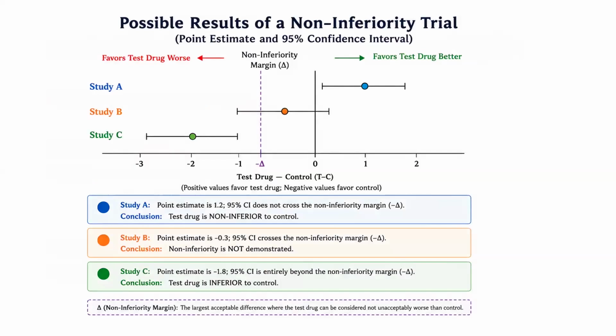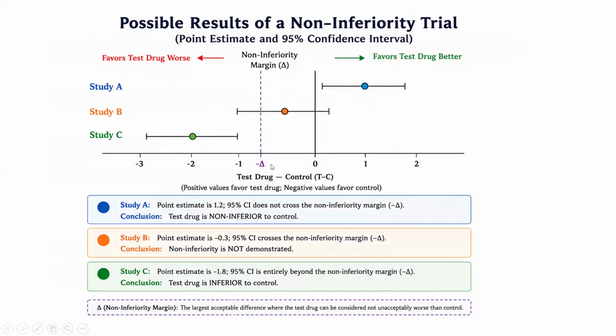We have discussed already in superiority trial. So it is a non-inferiority trial, similar. Study A, study B, and study C. Please see. Study A favors test drug, new drug, better. And on the left side, you can see favors test drug, worse, in red color. Okay. This is a non-inferiority margin.